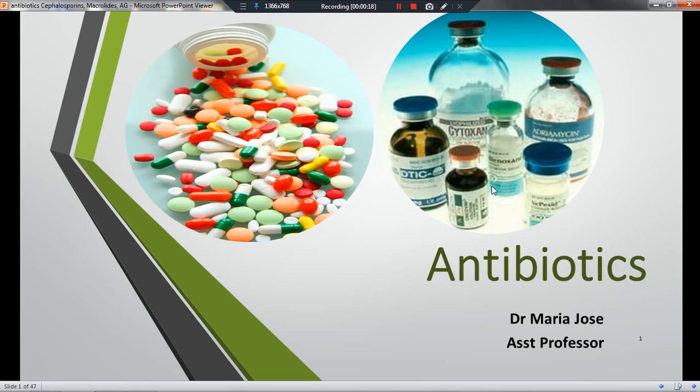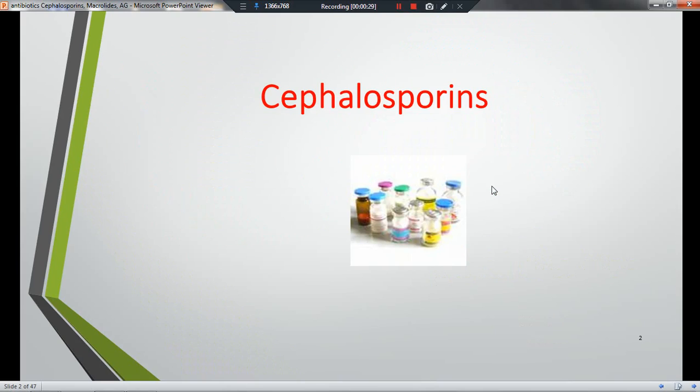So we have discussed already some groups of antibiotics. In today's session we'll be discussing cephalosporins and aminoglycosides. Okay. So first we'll discuss cephalosporins.